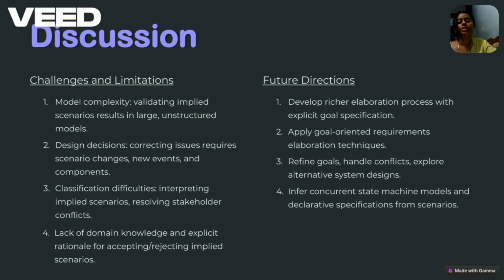Challenges and limitations: model complexity, validating implied scenarios resulting in a large unstructured model, design discussions, correcting the issues requires scenario changes, new events and components, classification difficulties, interpreting the implied scenarios, resolving stakeholder conflicts, lack of domain knowledge, and explicit rationale for accepting or rejecting the implied scenarios are the limitations of these models.